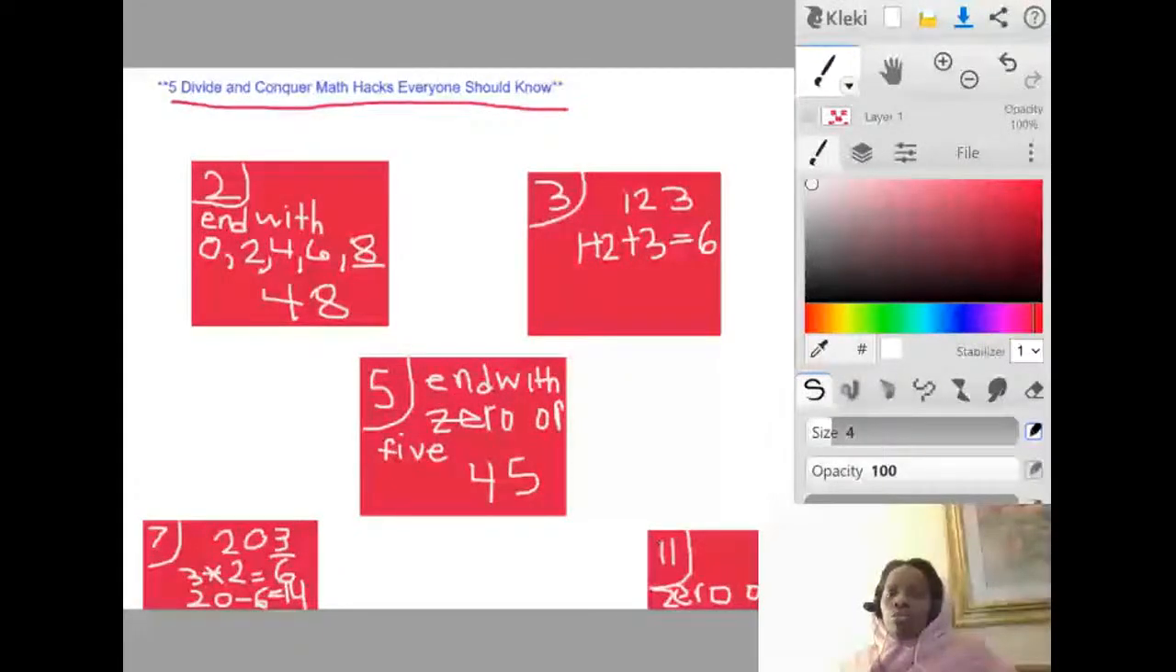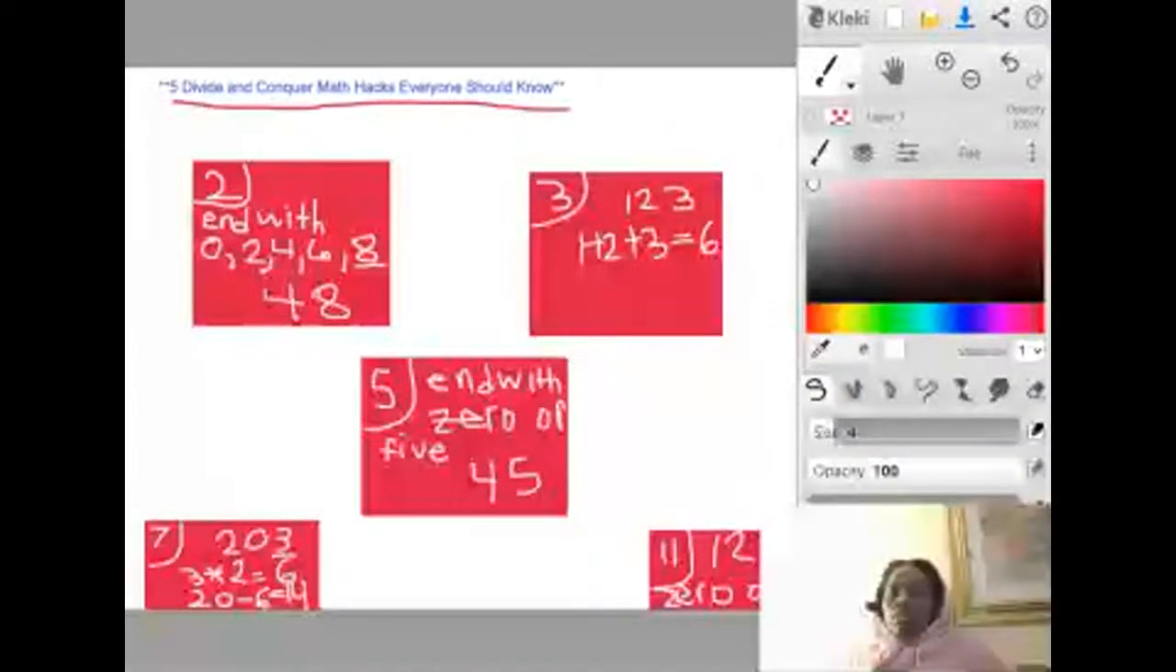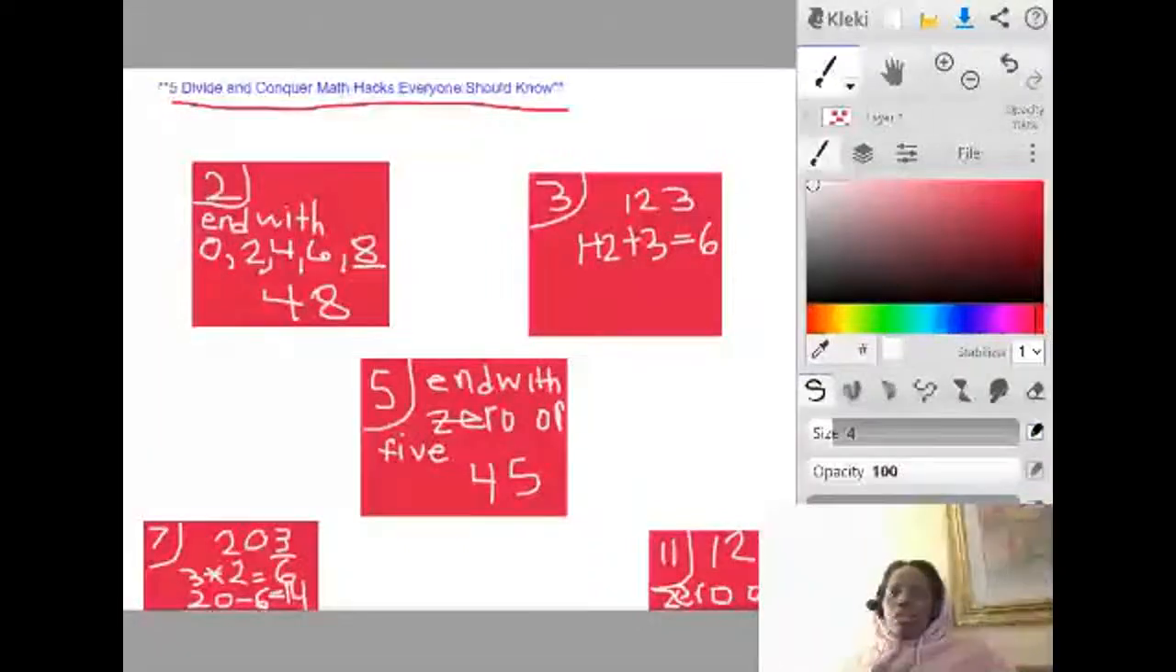So let's look at 121. The outer digits add to 2: 1 plus 1 is 2. The inner digit is 2. The difference is 0, 2 minus 2, which means 121 is a multiple of 11.